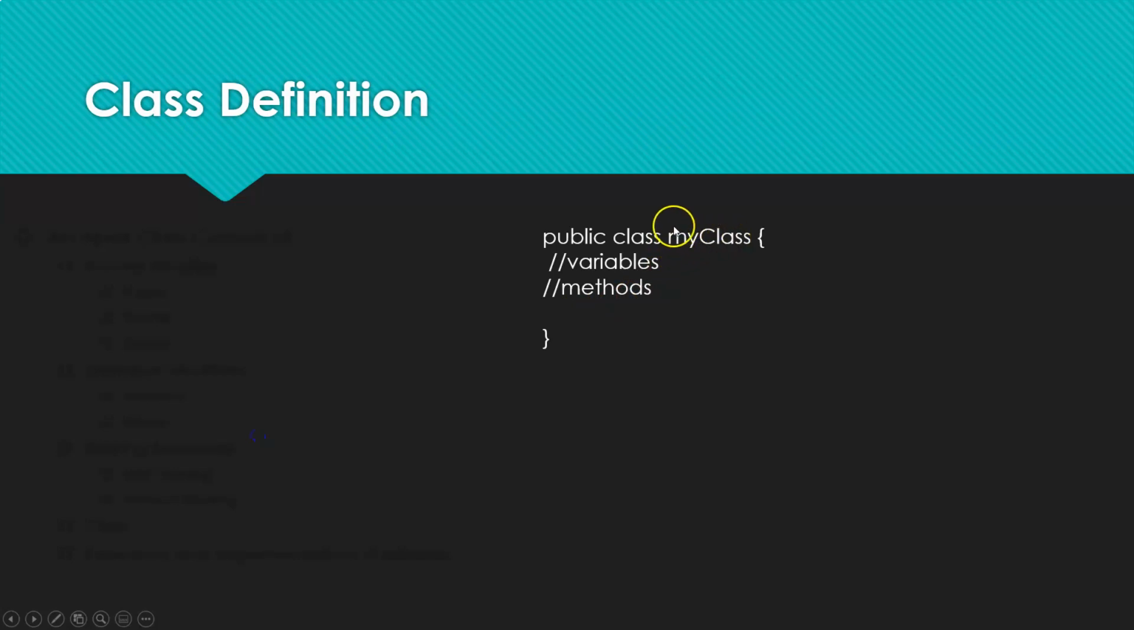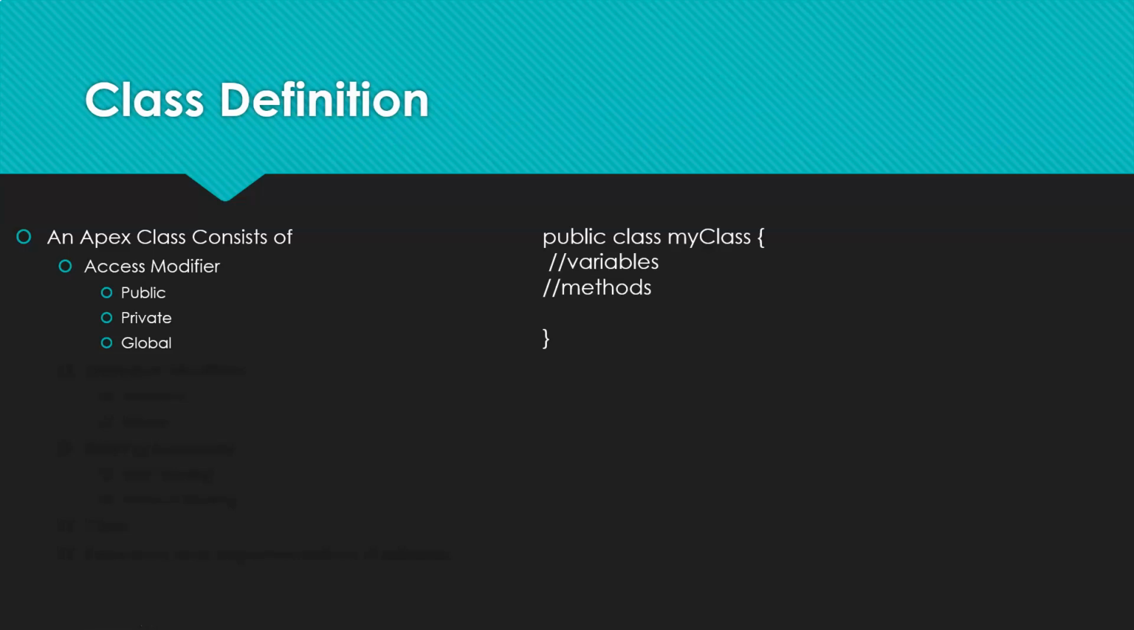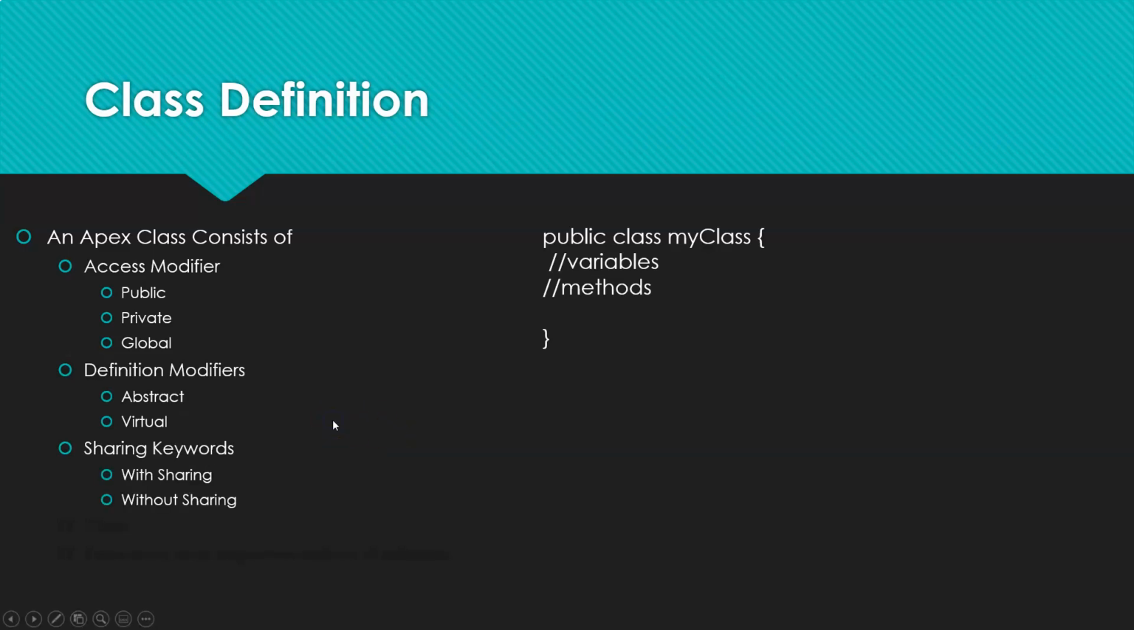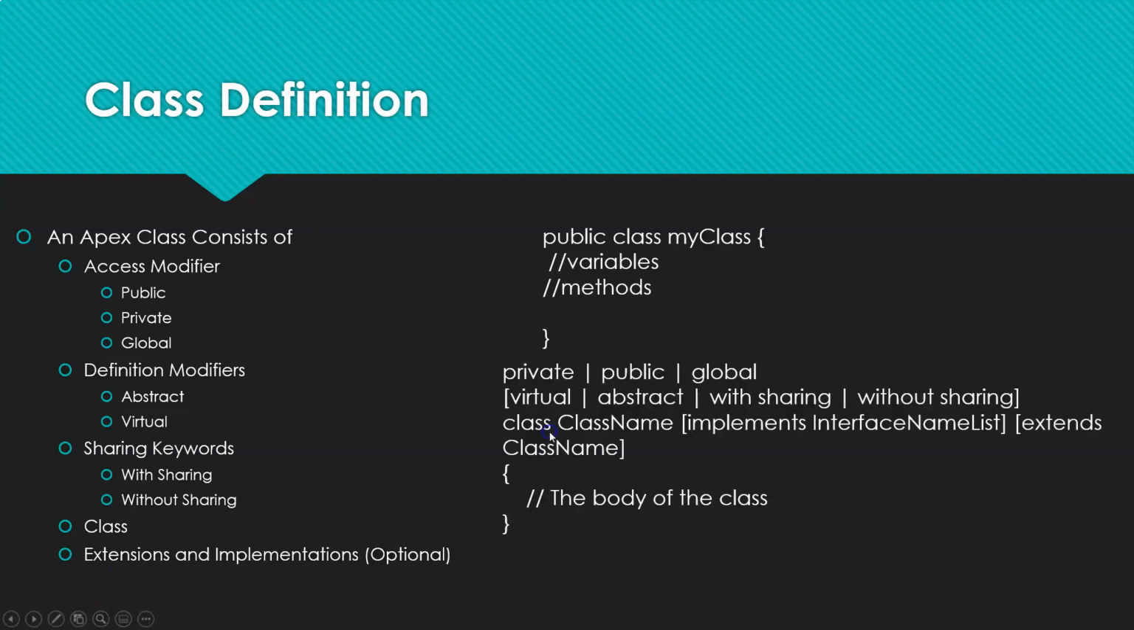Public class, my class, you've got some variables and some methods within the class. And it typically consists of first the access modifier, public, private, or global, definition modifiers, abstract, virtual, some sharing keywords with or without sharing, the word class, and then optionally some extensions and implementations. Now, every class isn't going to have all these modifiers and keywords and extensions, but these are all the possibilities. So here's a good representation. First, you have the access modifier, which can be either private, public, global, your definition modifiers, sharing keywords, and implementations. And I'll go over this in the next slides.